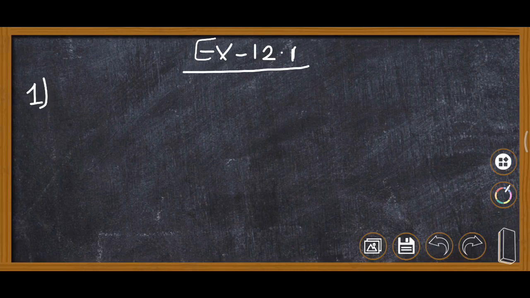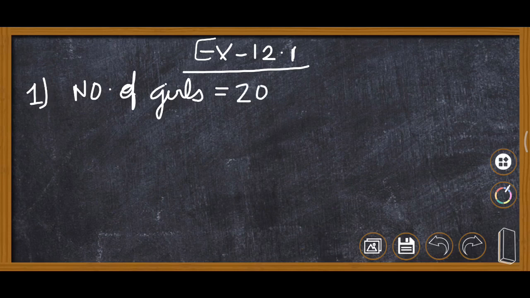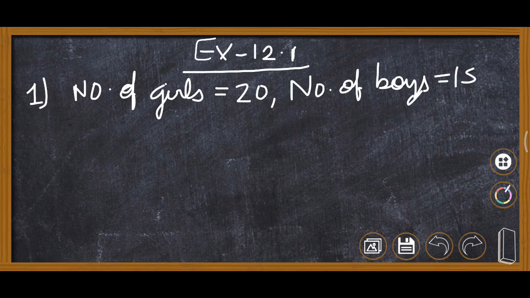This is question number 1 of exercise 12.1. There are 20 girls and 15 boys. So first of all, here we will write number of girls. It is 20. Number of boys, 15. Now first part, A part.